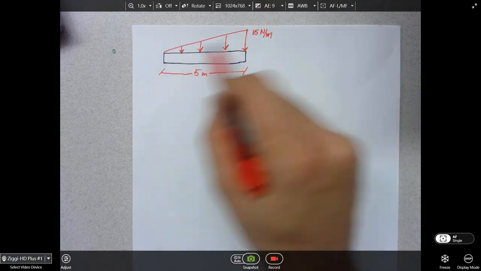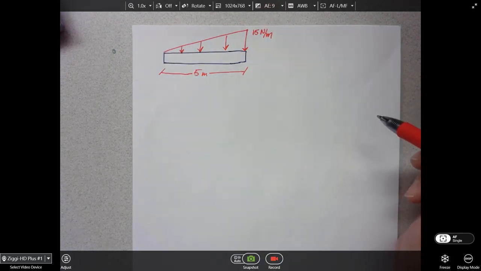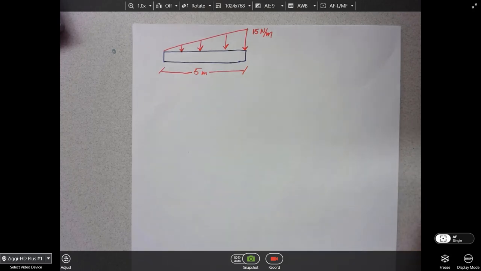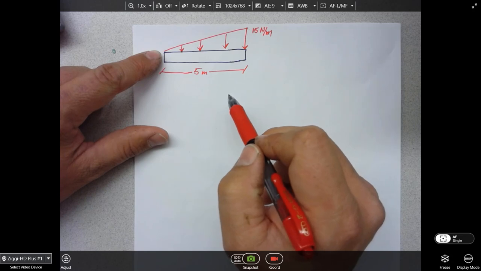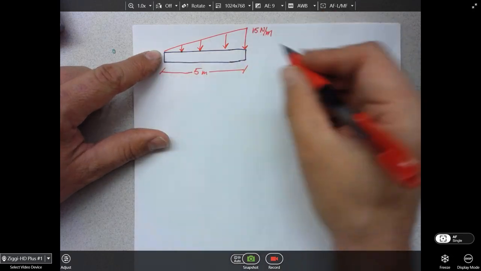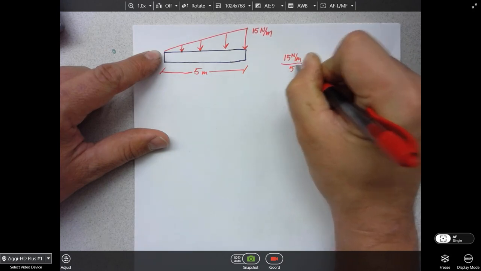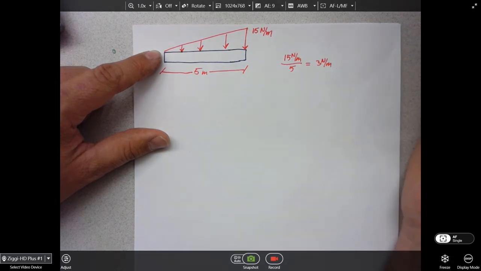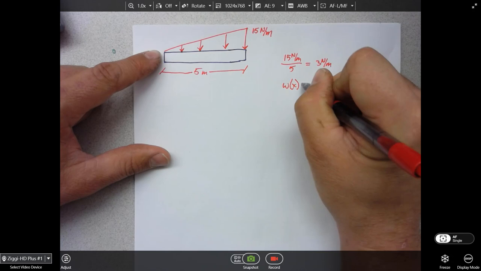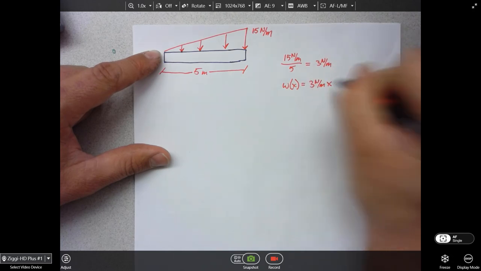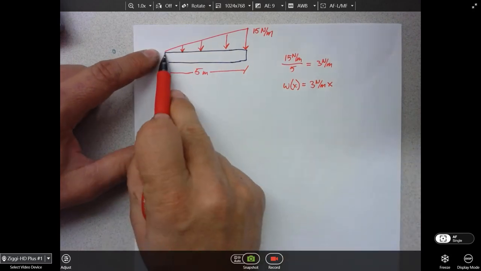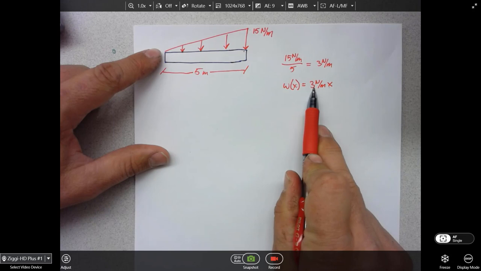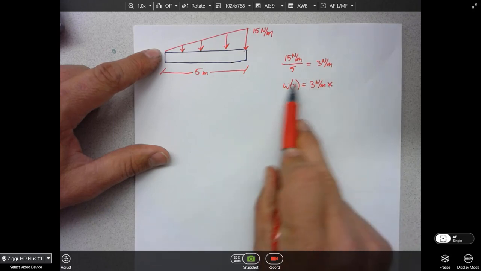So, could we write a function for this? Newtons per meter, excuse me. We need to figure out the slope. Because we go from 0 to 15 in 5 meters, that means we're increasing 3 newtons per meter. So the slope would be the rise, 15 newtons per meter, over the run, 5, which gives me 3 newtons per meter per meter. So my w x is going to be 3x. At 0, I'll have 0. At 5, x times 3 gives me 15 newtons per meter. Everybody agree that this function works for my w x?